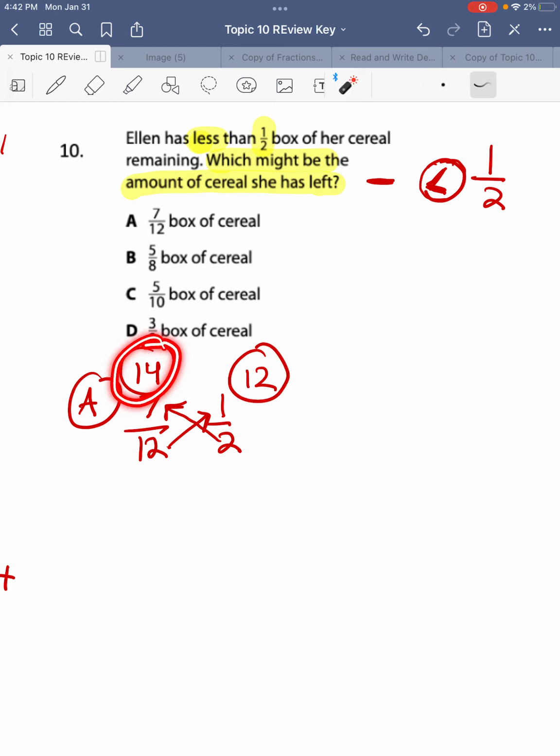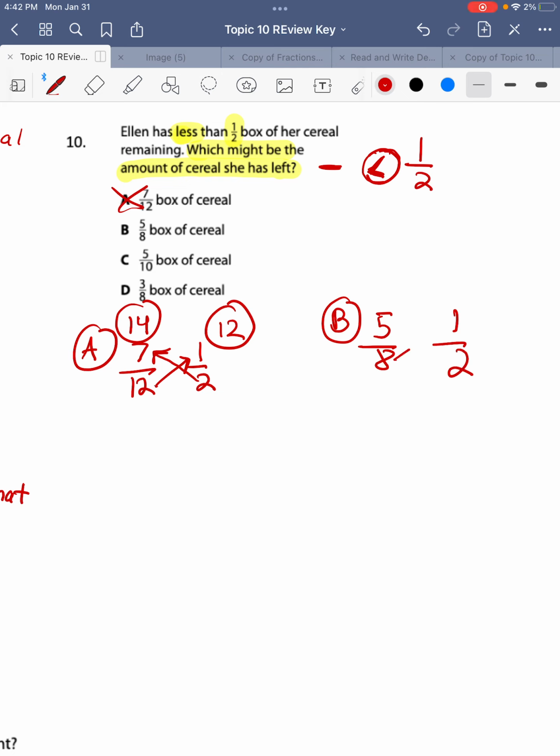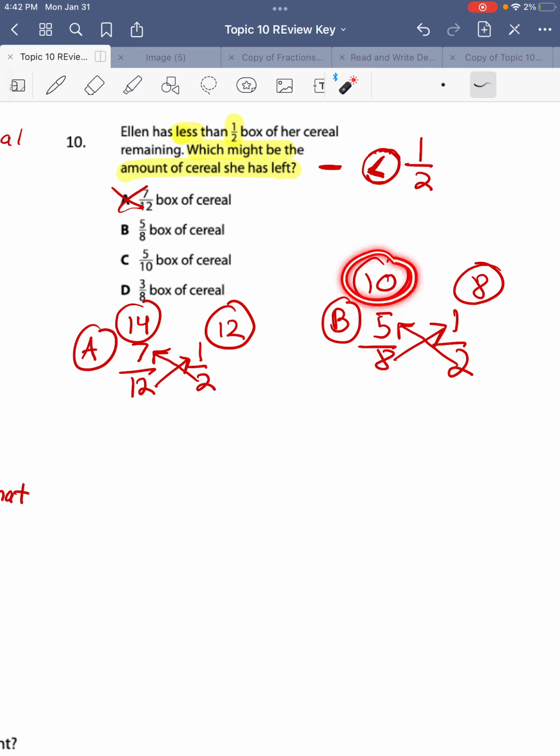I'm going to do B now. B, I have 5 over 8. I'm going to compare it to 1/2. 8 times 1 is 8. 2 times 5 is 10. 5 over 8 is bigger than 1/2 because 10 is bigger than 8. I'm looking for less than 1/2. B cannot be it.